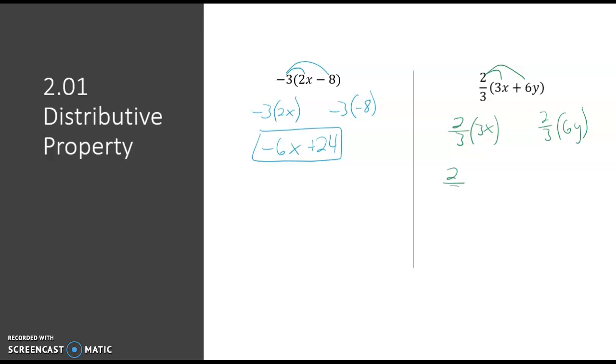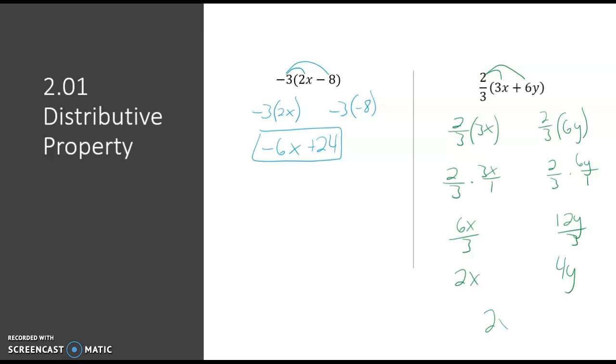So we'll go 2/3 times 3x over 1. So we get 6x over 3, which reduces down to 2x. And over here we'll have 2/3 times 6y over 1. So we'll get 12y divided by 3. Remember, fractions are really just division. So then you get 4y.